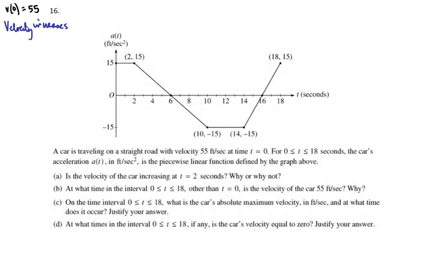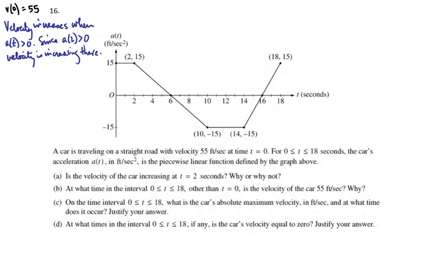Why or why not? So we start out by saying that velocity increases when its first derivative is positive. So velocity will be increasing when acceleration is positive. Since at time t equals 2 the acceleration is positive, therefore velocity is increasing. So that's part A.